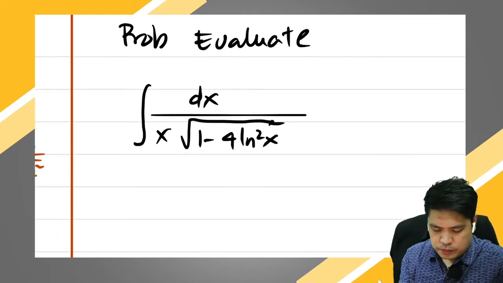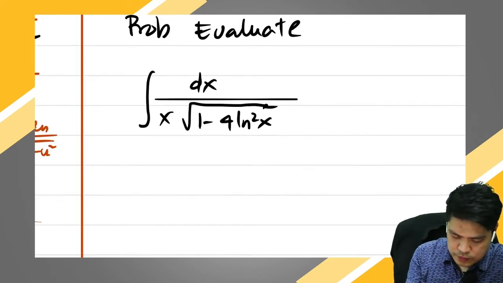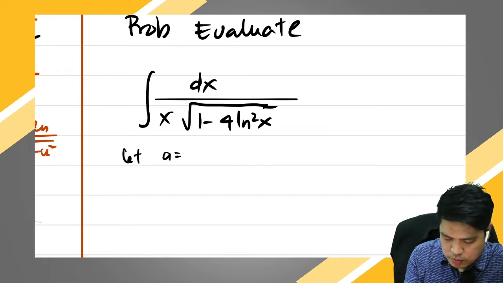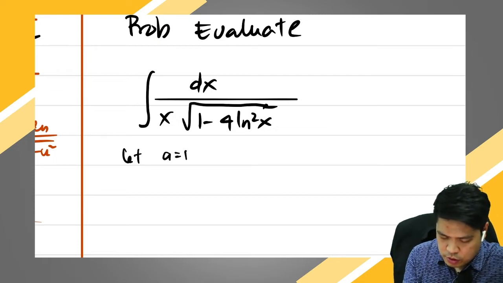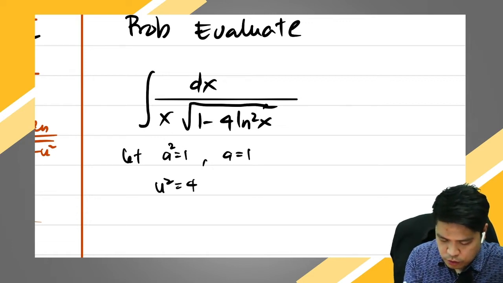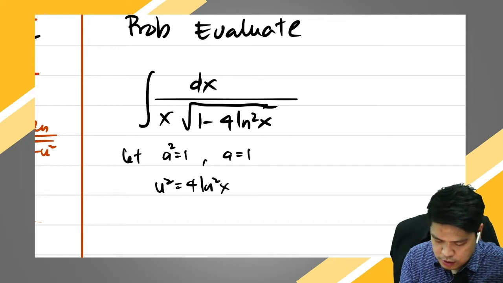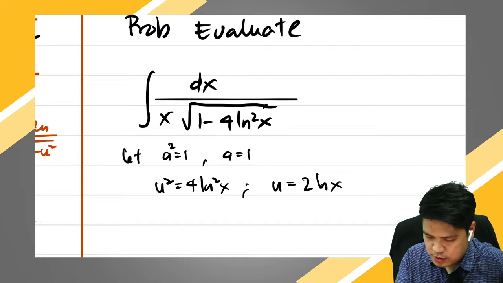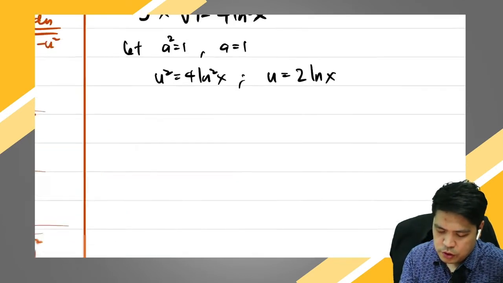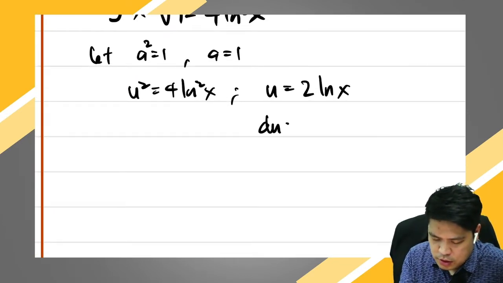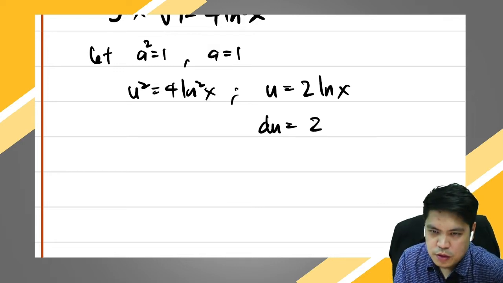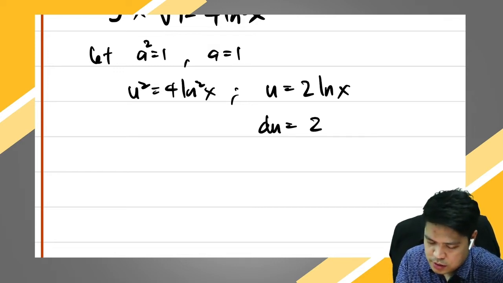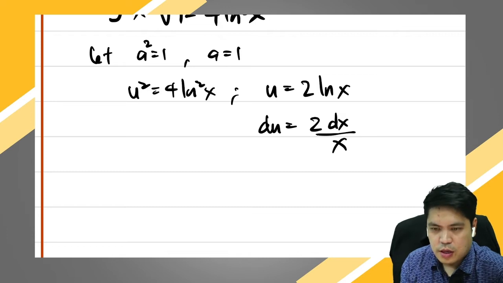Okay? So, if we let a squared equal to 1, so it follows that a is equal to 1. And if we let u squared is equal to 4 ln squared x, it follows that u is equal to 2 ln x. And if u is equal to 2 ln x, du is equal to 2 times the derivative of ln x, which is just dx over x.